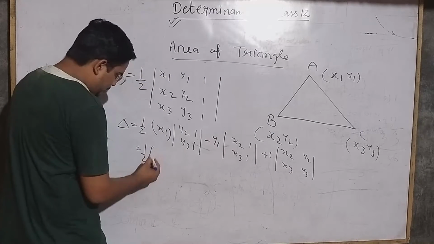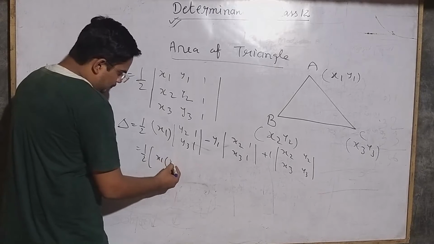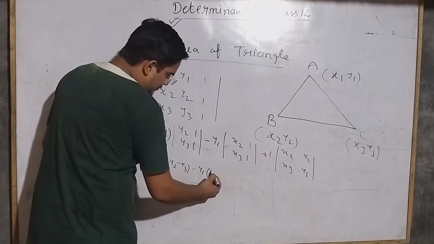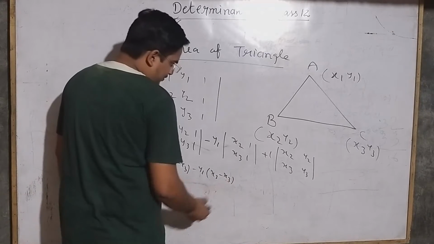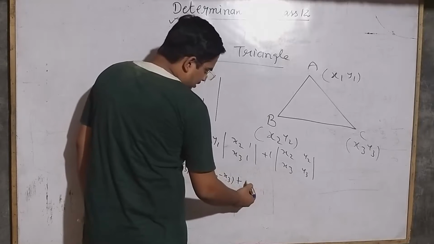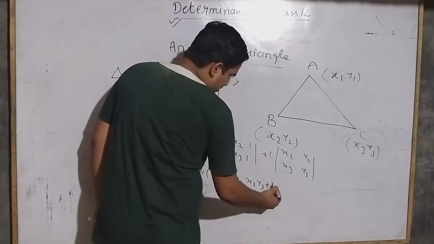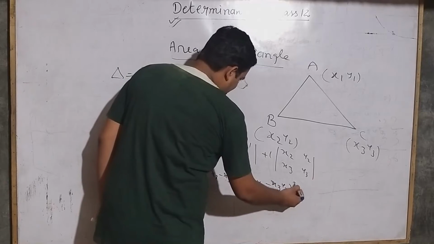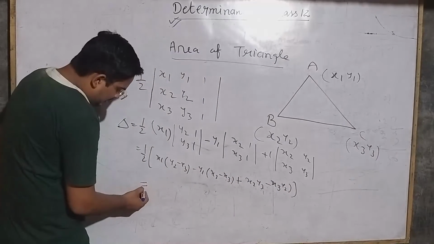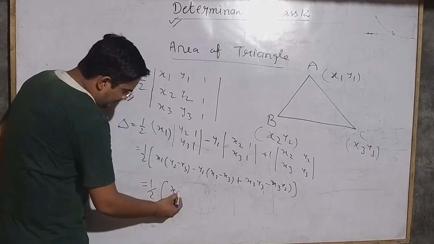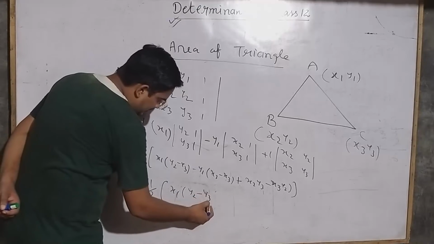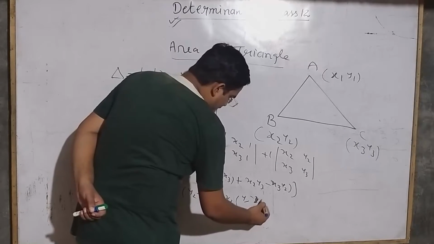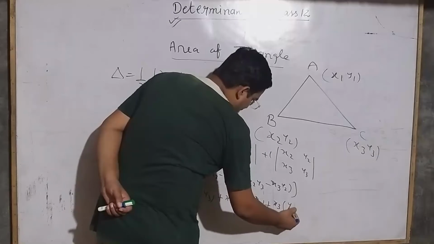What I will get? 1 by 2. This is the x1, y2 minus y3, minus y1, and it becomes x2 minus x3, and after this plus it becomes x2 y3, cross multiply minus x3 y2, like this. So if I arrange it properly, then what I will get? I will get x1 (y2 minus y3) plus x2 (y3 minus y1) plus x3 (y1 minus y2).